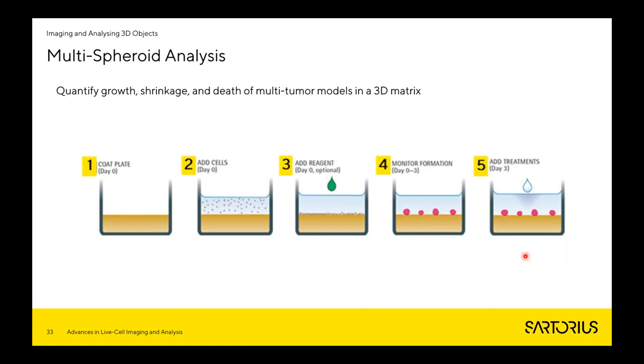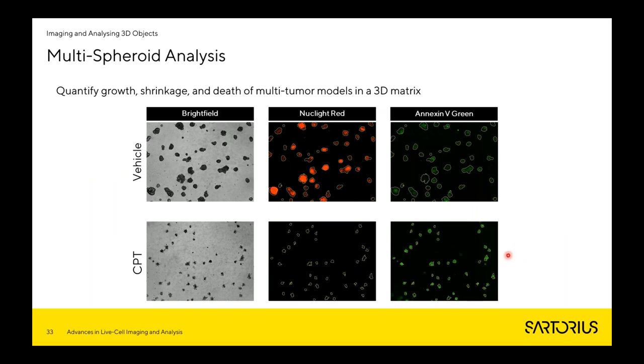add any treatments. In this example here, we can see a vehicle control versus camptothecin treated. These are A549 cells, and we can see in the vehicle control, the multispheroids are much larger. We can see the Nuclight Red signal in each cell increases in the vehicle control, but diminishes with camptothecin treatment. And then we can see Annexin V green going up a little bit with the vehicle control, but considerably with camptothecin treatment.